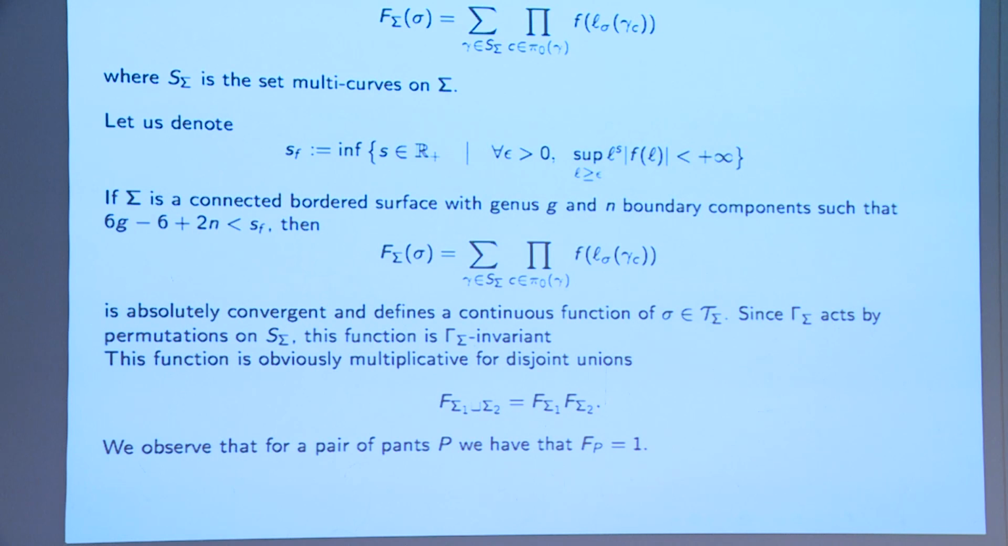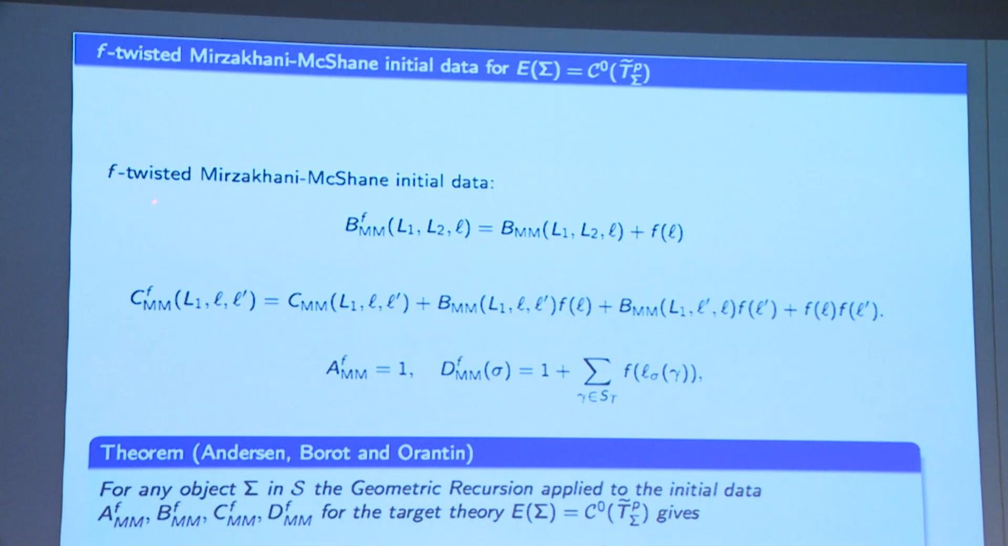So for disconnected surfaces, I simply define the function for the disconnected surface to be the product of the two components. And for a pair of pants, of course, we observe that this function is 1, because the only entry in this sum here is the empty multicurve, because I don't allow anything to be isotopic to the boundary, right? Okay. So now we can do this very simple thing of F-twisting initial data.